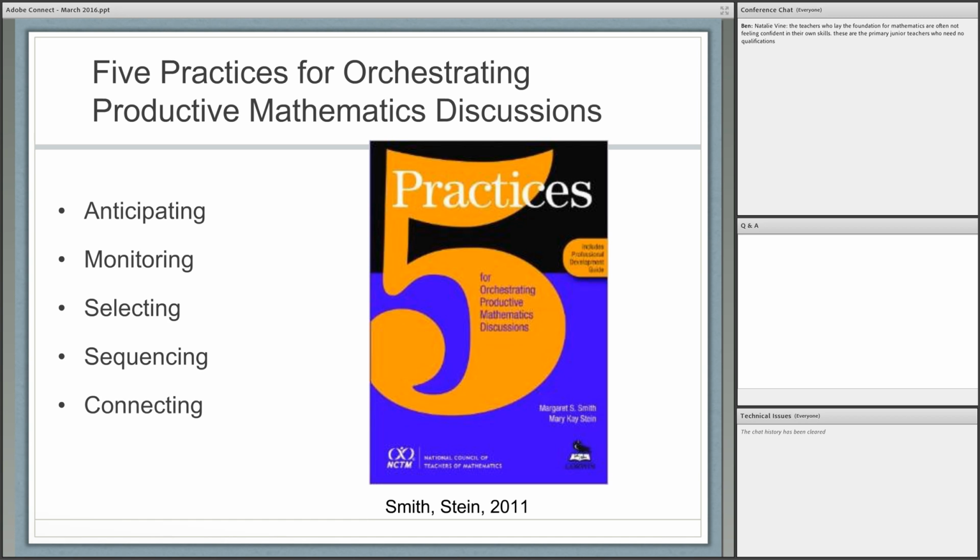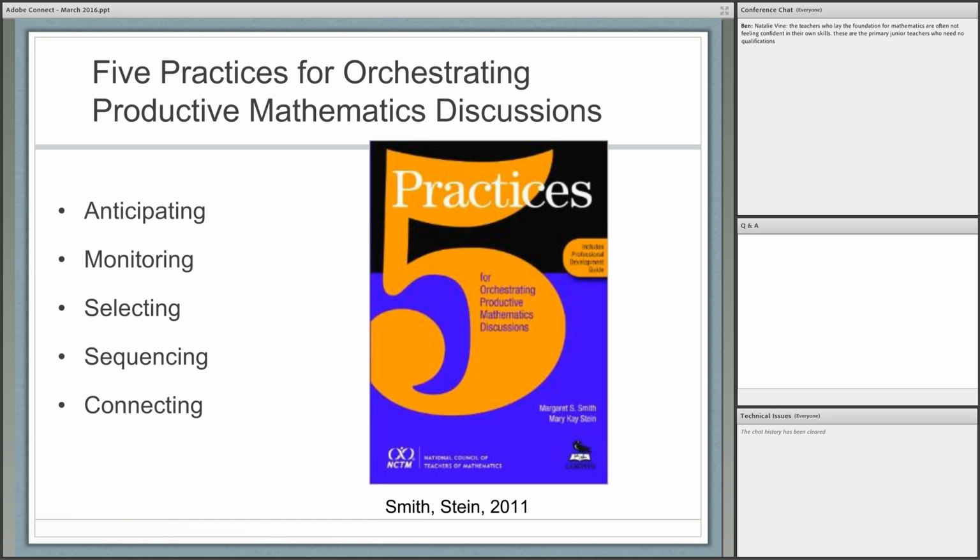Then, as the lesson occurs and the students are working on a mathematical task, it's about monitoring. And that means paying attention to the mathematical thinking that's coming out of the students in this task, asking the right questions, posing appropriate questions, and responding in appropriate ways to the student thinking.